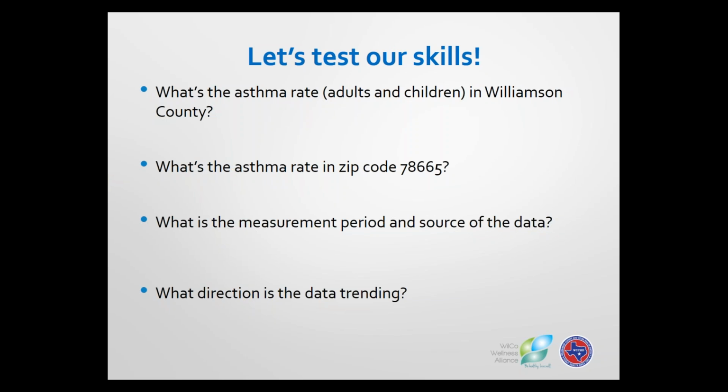For example, if you're trying to write a grant for asthma, and you're trying to find additional information about asthma, how do you do that? You can see there are 4 different questions that we've come up with. So let's see if you can find this information on your own. The first question is, what is the asthma rate for adults and children in Williamson County? 2, what is the asthma rate specifically in zip code 78665? 3 is, what is the measurement period and source of the data? And 4 is, what direction is the data trending? I will guide you once we take a couple minutes to answer these questions.